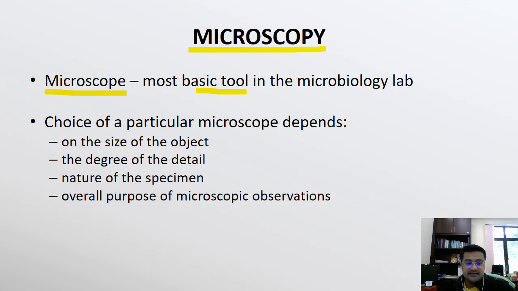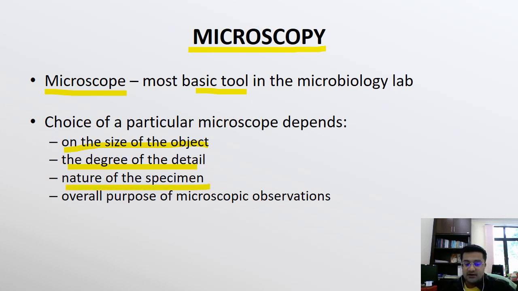So the first factor is the size of the object. Whether you want to see a micro-sized bacteria or a nano-sized virus. For microbe size, we use a different microscope. For the nano size, we have a different range of microscope. And then the degree of detail you want to obtain. Whether you want to see just the surface, you have a different microscope. Whether you want to observe the internal structure, we can use another microscope.